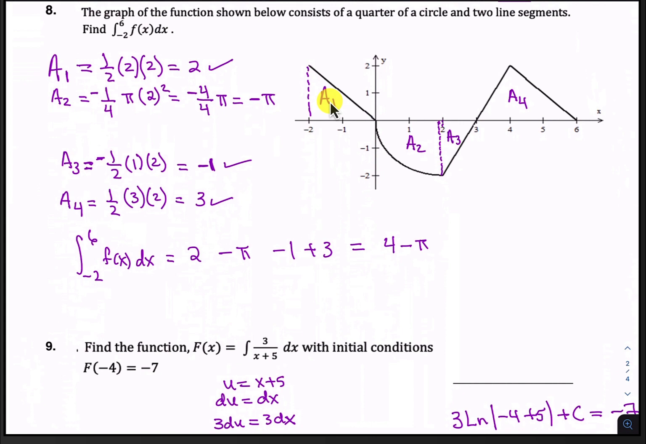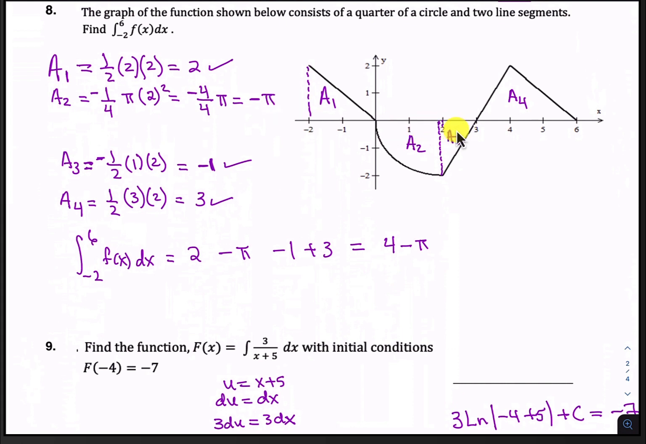Area 1 is this triangle. Area 2 is the quarter, or 1/4 of a circle right here. Area 3 is this triangle, and area 4 is this triangle. So let's calculate area 1. That's a triangle, so that's 1/2 of its base times its height, so that's 1/2 times 2 times 2, which is 2. Area 2 is the quarter of a circle, so a quarter means 1/4. And because it's under the x-axis, it has to be negative. So it's negative 1/4 of pi times the radius squared, where the radius is 2. Well, 2 squared is 4, so 4 times 1/4 is just negative 4/4 times pi, which simplifies to negative pi.